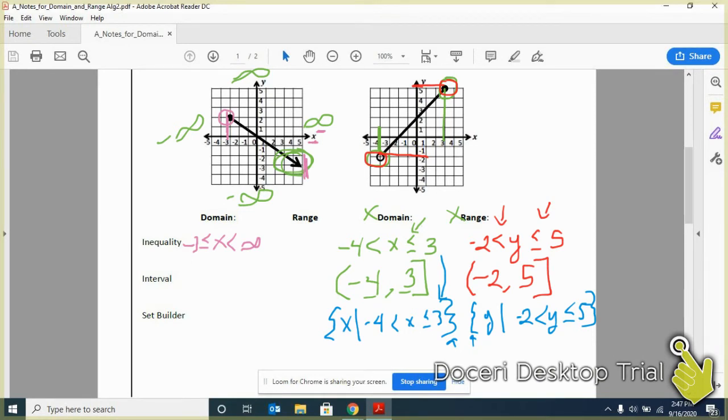My range is very similar. If I go from top to bottom in this direction, here's my arrow again, and I know that it's infinity, but because I'm going top to bottom, I'm going to start at negative infinity, and I'm going to stop at 2. I apologize, I'm running out of space here, but that happens sometimes. And there's my range.